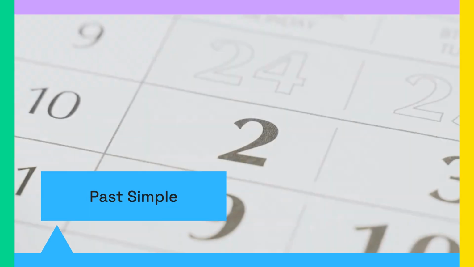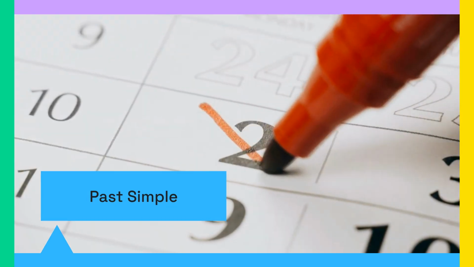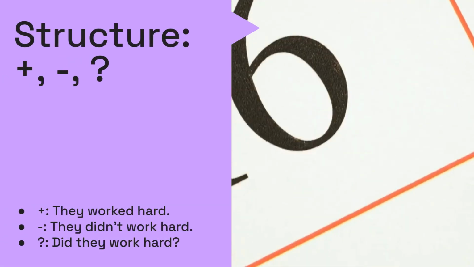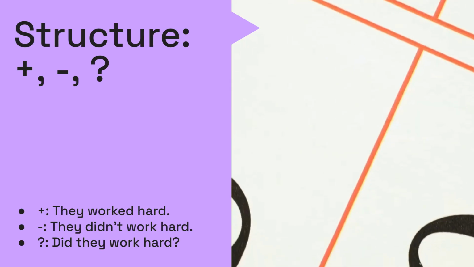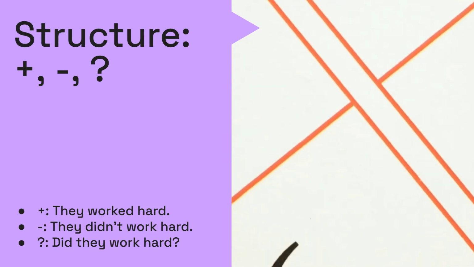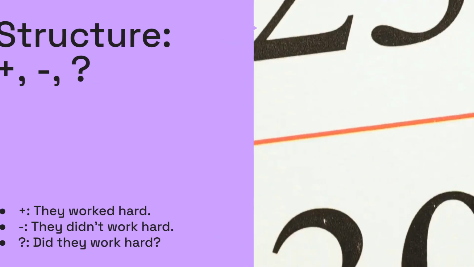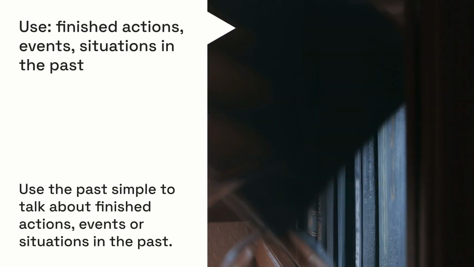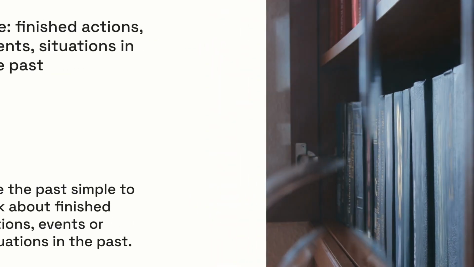Moving on to the past simple, which is used for completed actions in the past. The structure for past simple is, for affirmative statements, they worked hard, for negative statements, they didn't work hard, and for questions, did they work hard? The past simple is used to describe actions, events, or situations that were completed in the past.